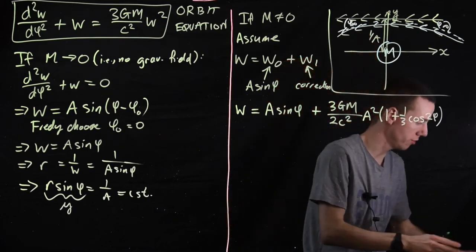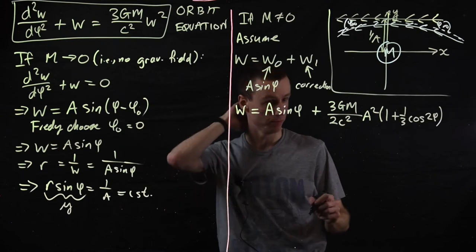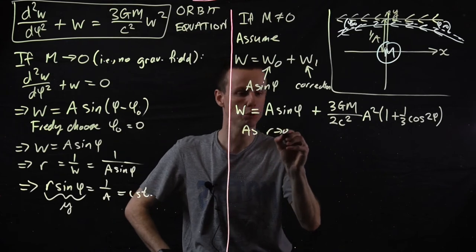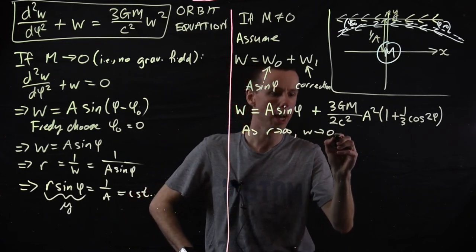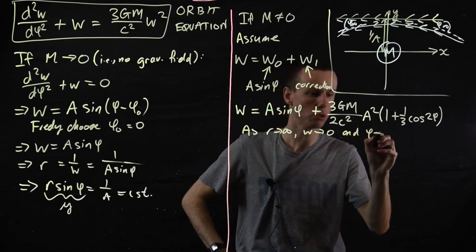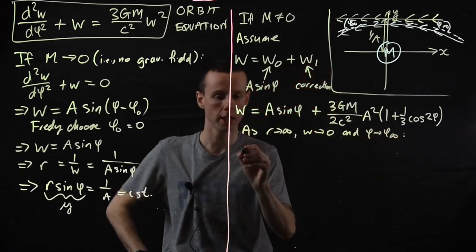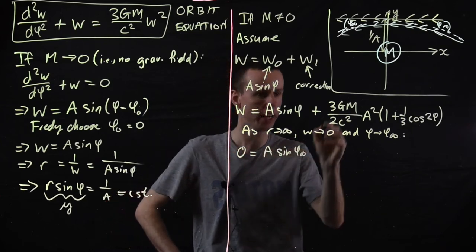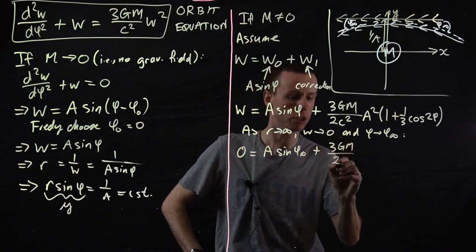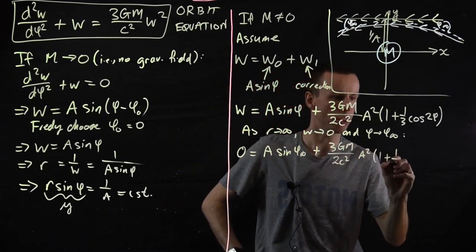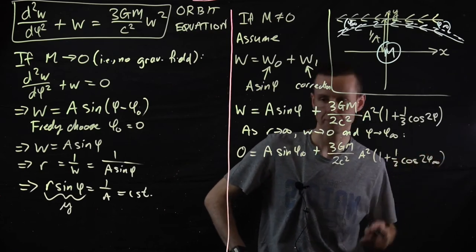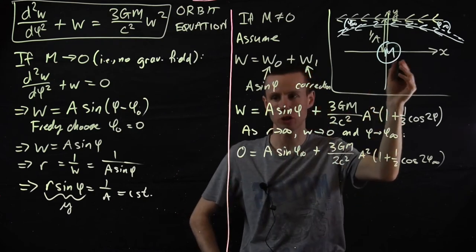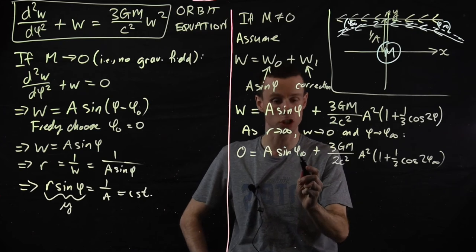So when r is very large, what is that angle of deflection? And when r is very large, that means w is 0. So I'll say as r goes to infinity, w goes to 0, and phi goes to phi infinity. So let's find phi infinity. If we put w equals 0, we get 0 equals a sine of phi infinity plus 3GM over 2c squared a squared times (1 plus a third cosine 2 phi infinity). And again, we will assume that the deflection is small. We assume this is all a small effect, so phi infinity is a small number.